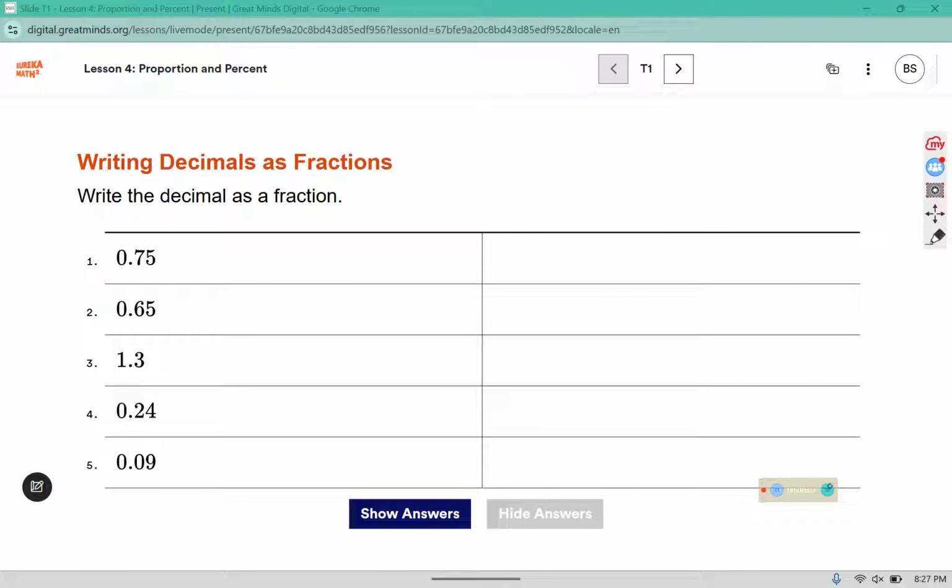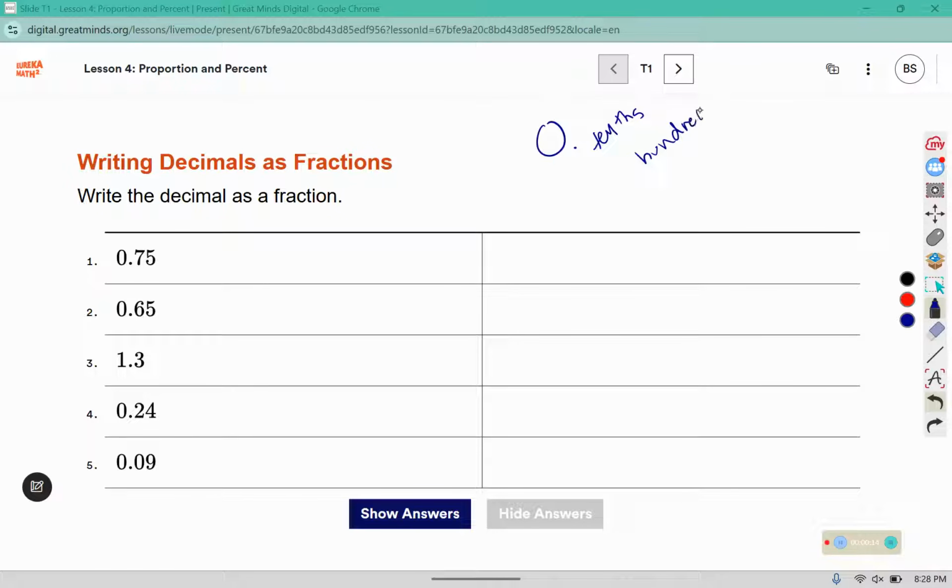Write the decimal as a fraction. The place values help us identify what the denominators are. So if it has one decimal spot, we need it over 10. And if it has two decimal spots, we're going to place it over 100.